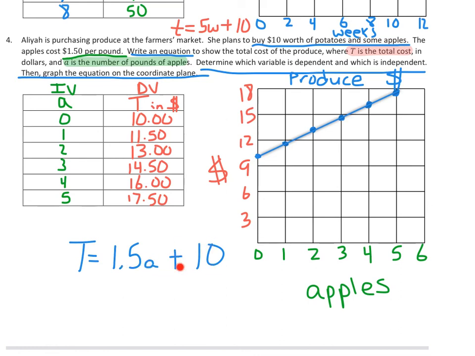So that's $1.50 an apple plus the $10 of potatoes. My x-axis, my independent variable, goes here. My dependent variable, my total cost, will be my y-axis for my ordered pairs. And then I just labeled it produce money and plotted my points. And there you go.